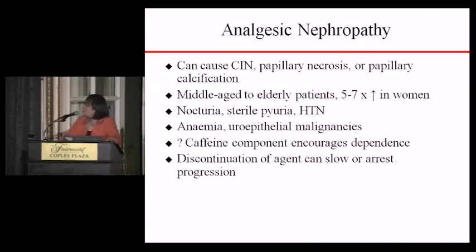Okay, how about analgesic nephropathy? This entity can cause CIN, and can also cause papillary necrosis or papillary calcification. It's commonly seen in middle-aged or elderly patients. It's more common in females. Patients usually present with nocturia, sterile pyuria, and associated hypertension. This condition can also be associated with anemia or uroepithelial malignancies. We mentioned before, discontinuation of this agent can slow or arrest the progression.